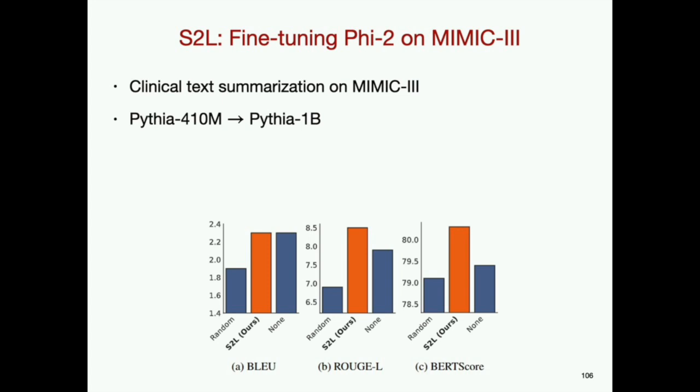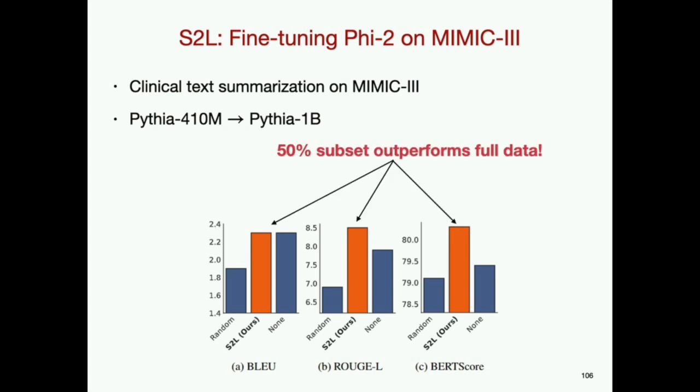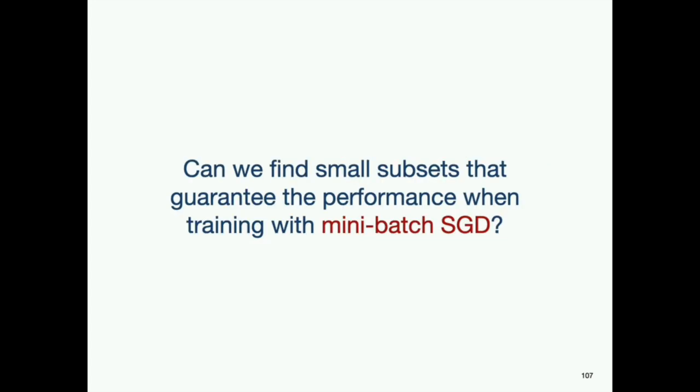This is a clinical text summarization task, another domain, which is not math. And 50% subsets do much, much better than full data, and also 50% random subsets. These are different evaluation metrics for this data set. Okay. So last couple of slides, let's context switch and see if we can match the gradient directly, right?